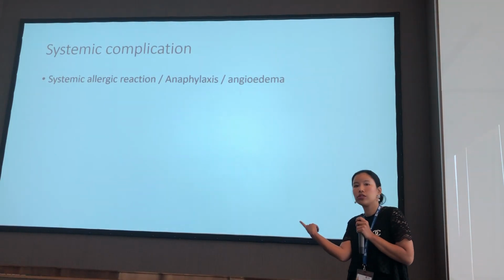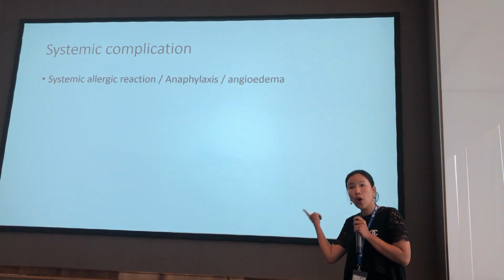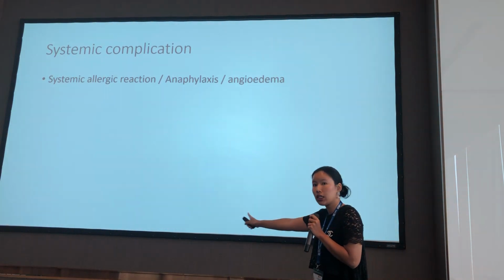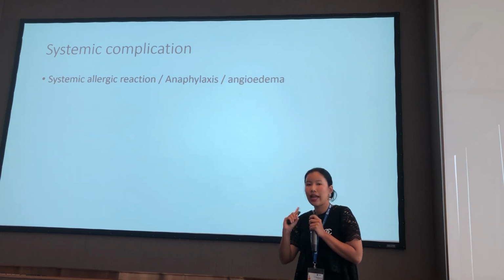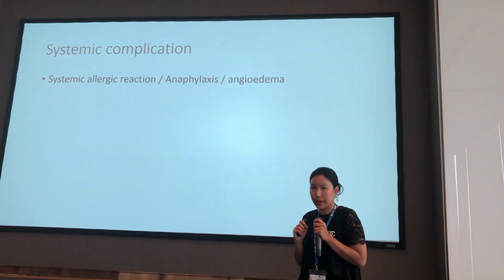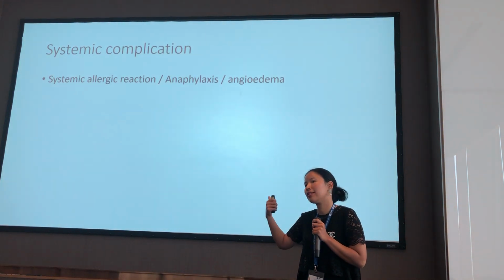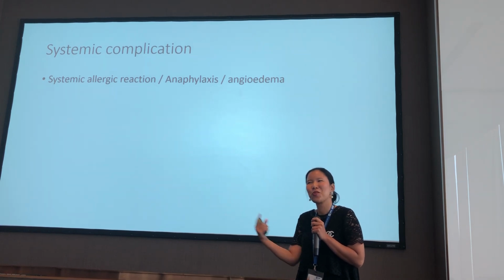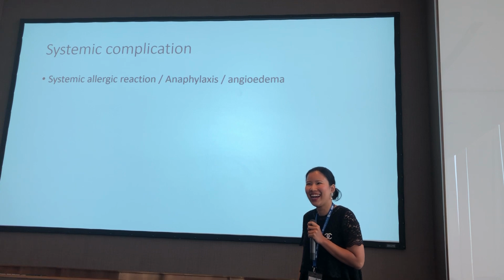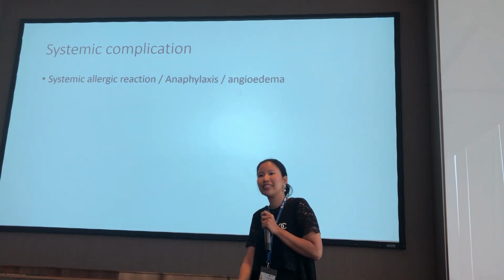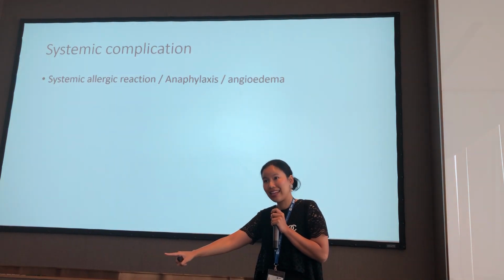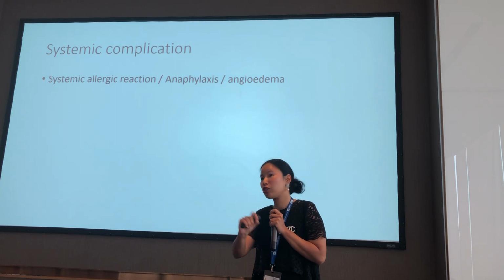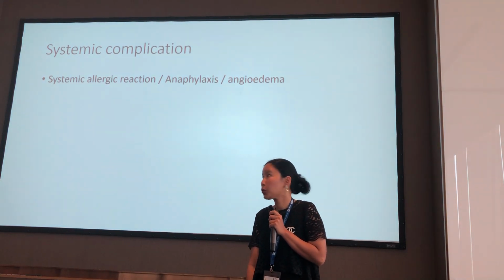For the systemic complication, you also cannot overlook this one because it is life-threatening. It can lead to death. It's a systemic allergic reaction, anaphylaxis, or angioedema. Can you remember what type of allergic reaction this is? 1, 2, 3, 4. Go back to your medical school. It's a type 1 reaction. It's the same type as anaphylaxis. So it can lead to death in a few seconds if you cannot control it in the right way. So you have to be careful.